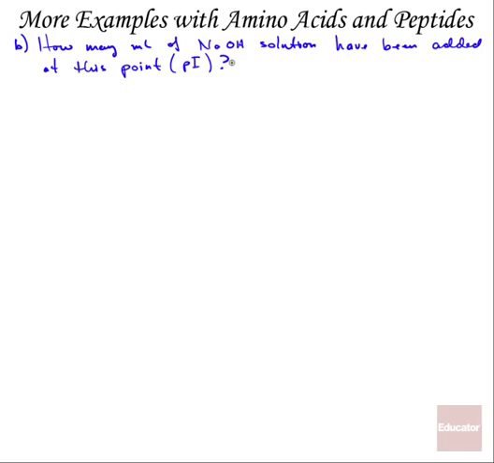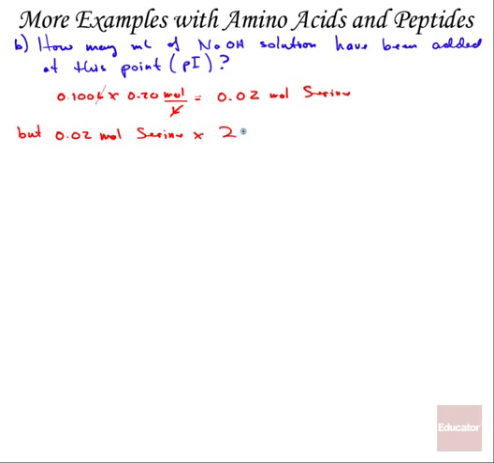So let's find out how many moles of serine we have. Well, we have 100 milliliters of a 0.2 molar solution. So we have, let me do this one in red, 0.100 liters times 0.20 moles per liter. So this will give us 0.02 moles of serine. Okay, well, serine has 2 ionizable groups, but 0.02 mole of serine contains 2 moles of ionizable groups.